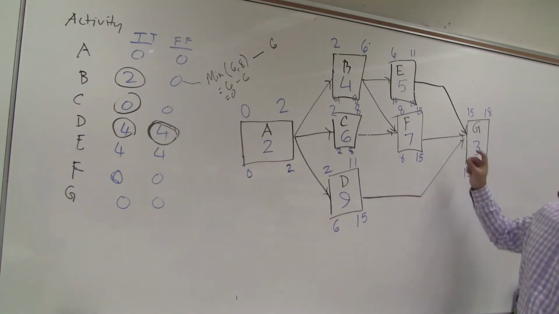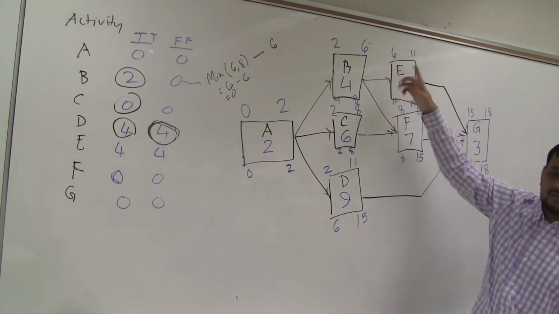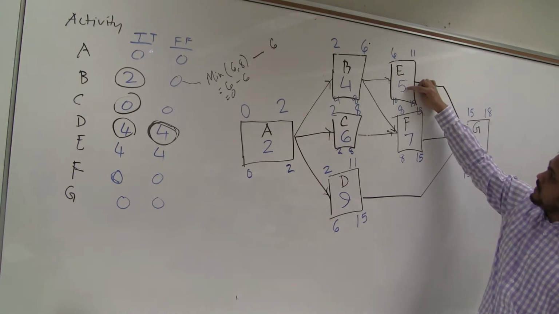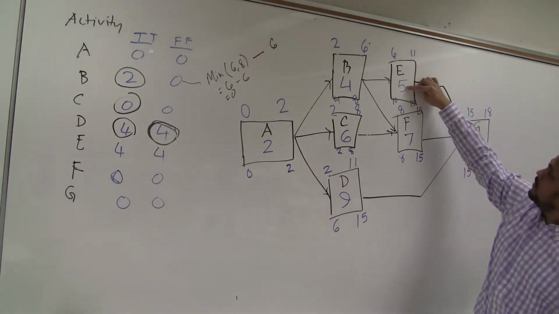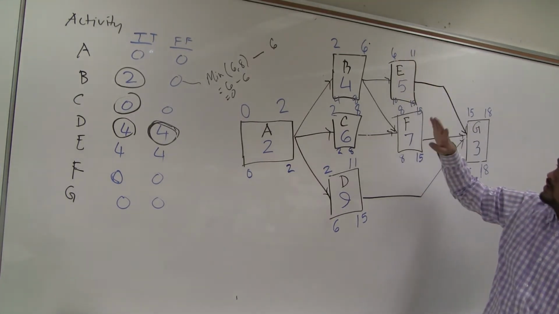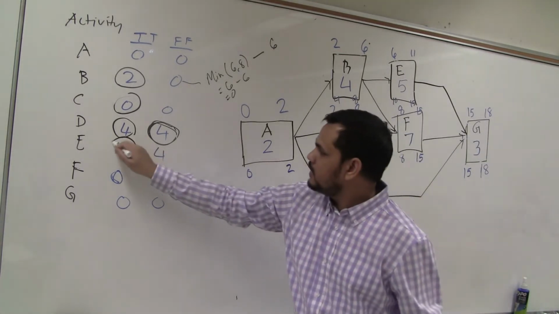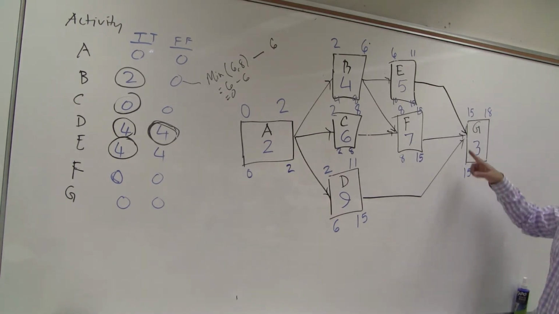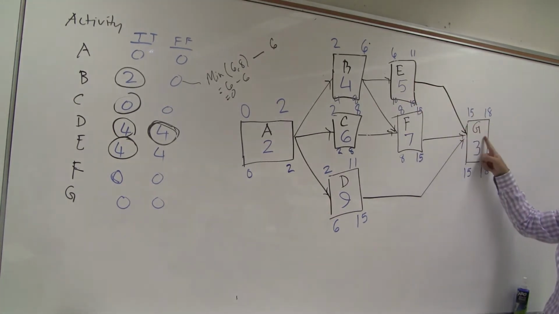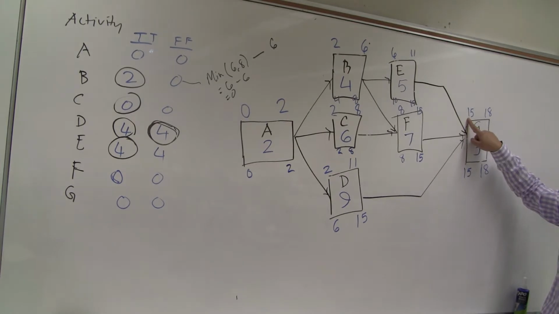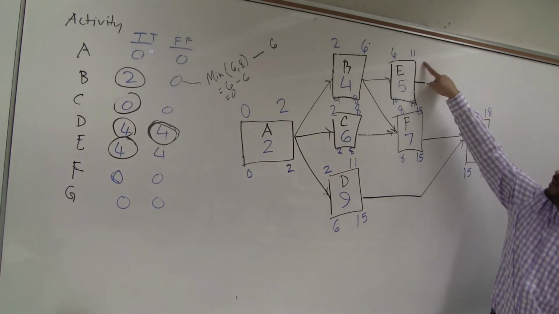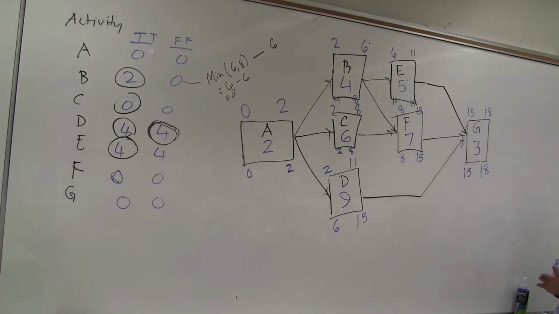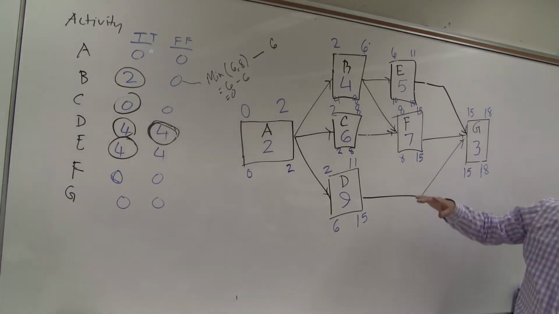E: 10 minus 6, 4. 15 minus 11, 4. 15 minus 5, 10, minus 6, 4. See, every time it is 4. Done. Why is the free float 4? Who is following E? G. When is it starting? 15. When am I finishing? 11. I have 4 days to relax. 4 days, yes? Okay, then E is done.